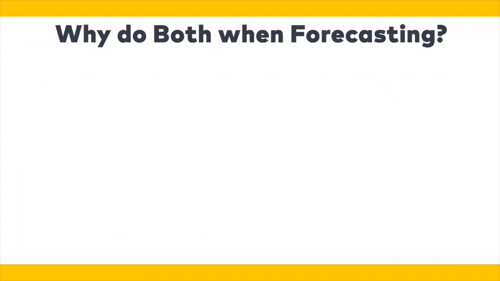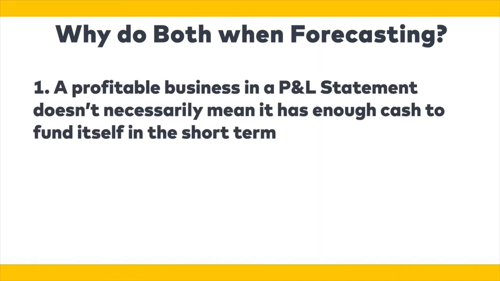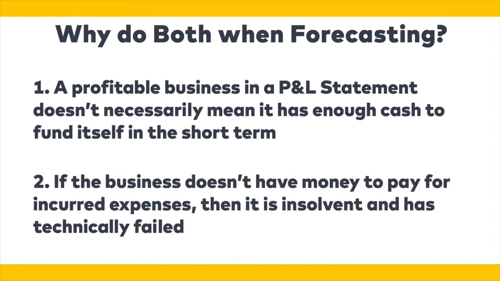Now, the reason why you need to do both statements when undertaking financial forecasting is that a company may look profitable through the profit and loss statement. However, the cash flow statement may show that there are more expenses than cash in the bank in the short term. Notwithstanding the business may be profitable after 1 year of trading, if it's unable to pay for its expenses in the first few months of business, it will subsequently fail. So let's have a look at an example of these two types of forecasts and show you what I mean.